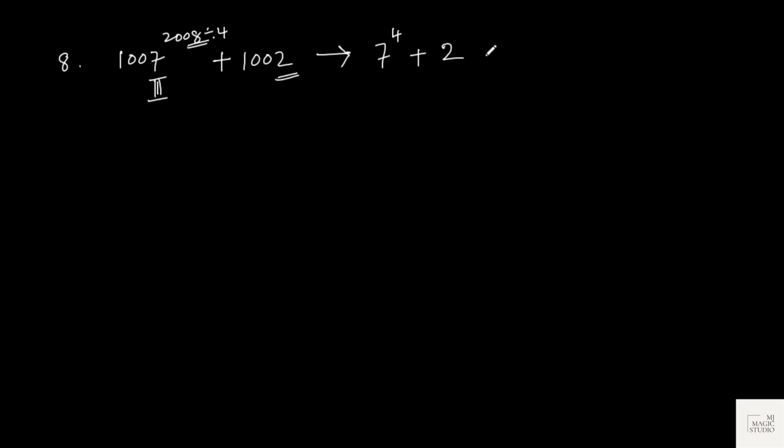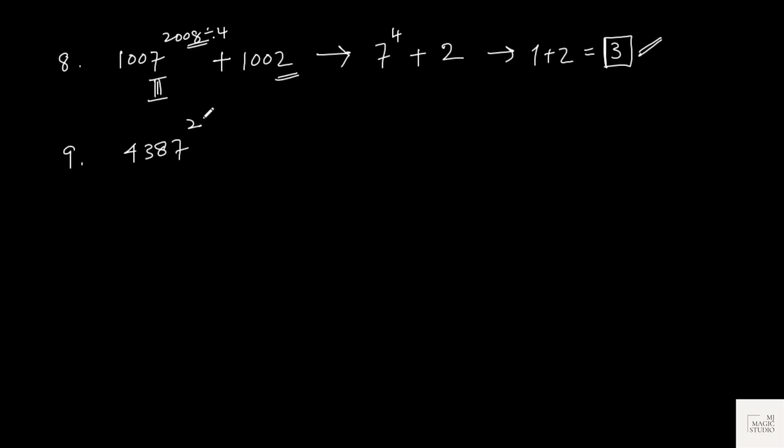Let's keep on taking examples. Number 8. Find the last digit of 1007 to the power 2008 plus 1002. Tell me. 7 moves into type 3. 2008 when divided by 4 leaves remainder 0. That means we are looking out for 7 to the power 4 last digit, and with that we will be adding up 2. So 7 to the power 4 is 49 square, that is 1. So 1 plus 2 is 3. Last digit of the entire expression is 3. Bingo. Let's do a few more quickly.